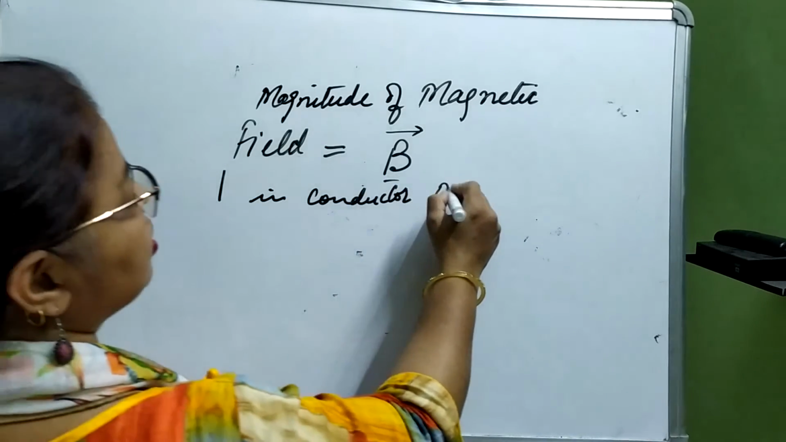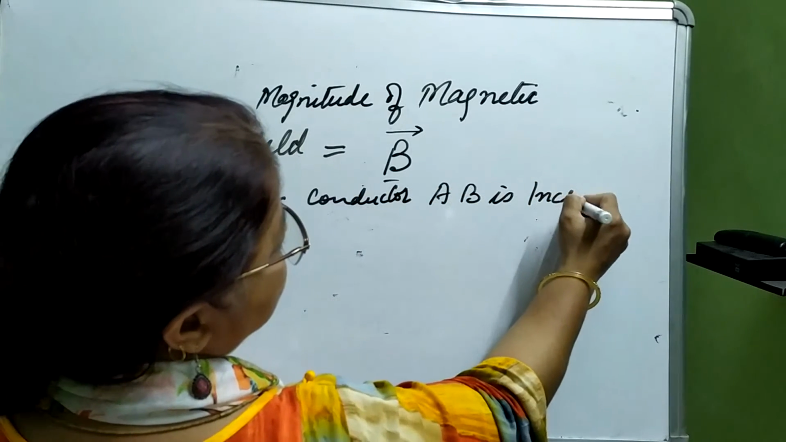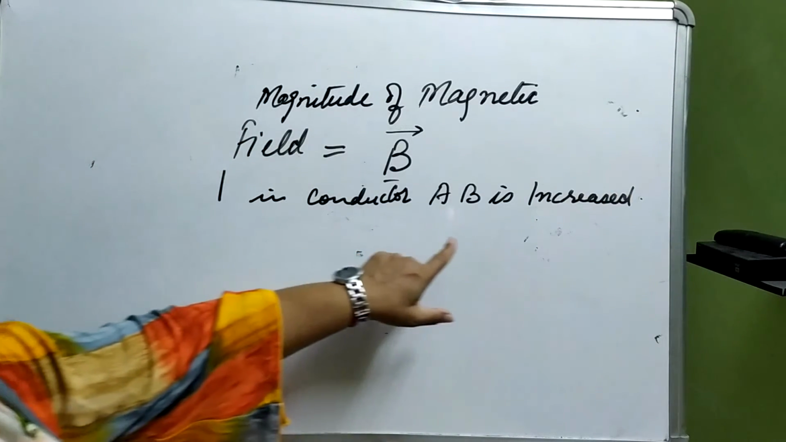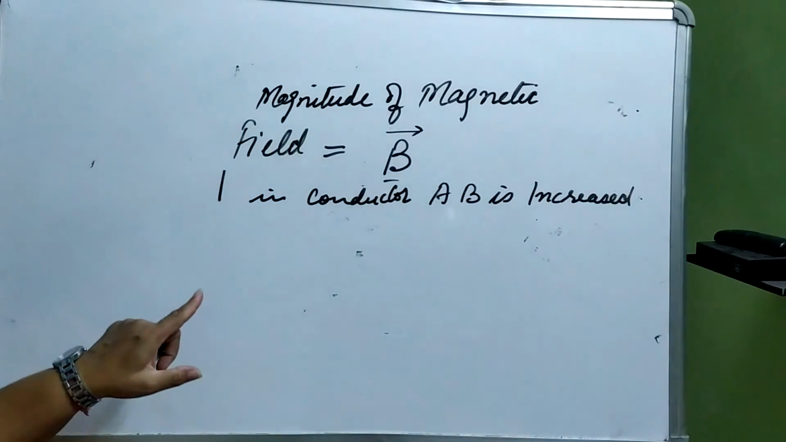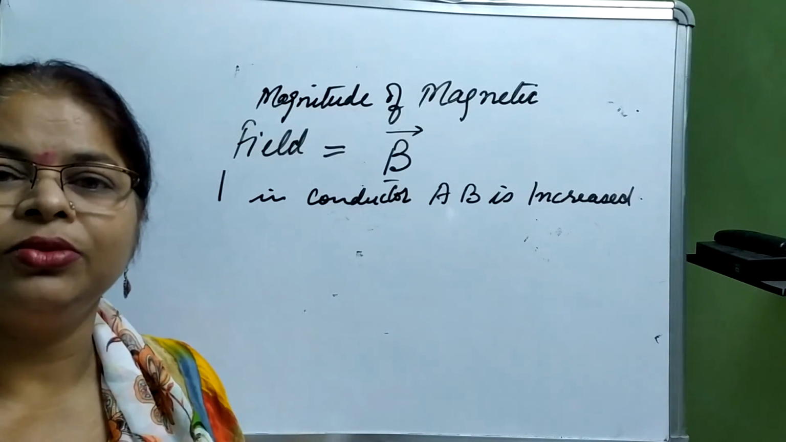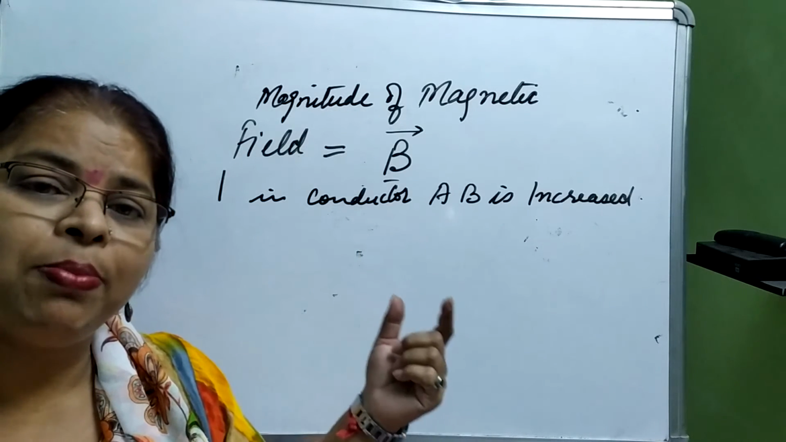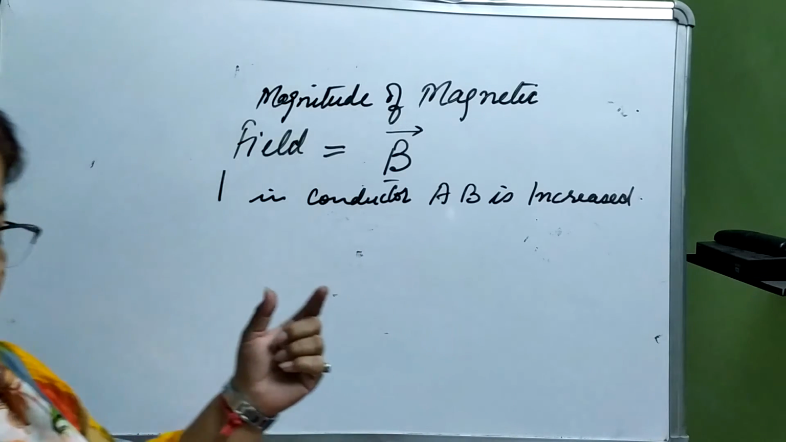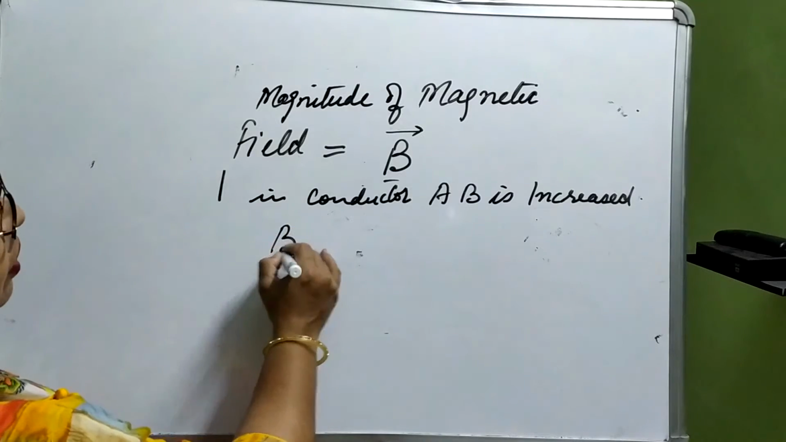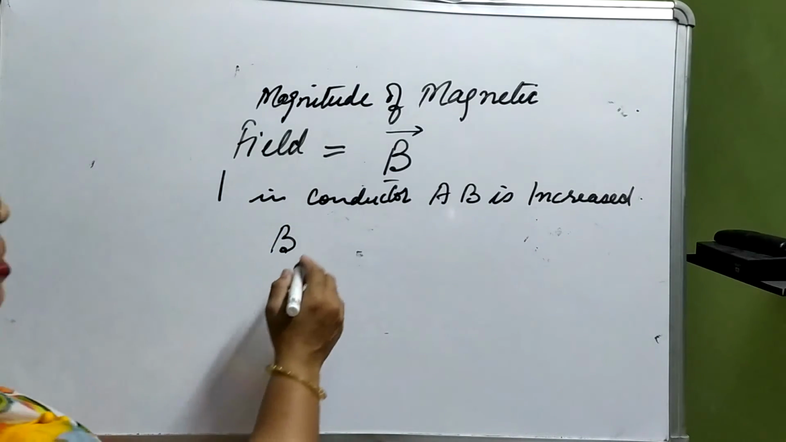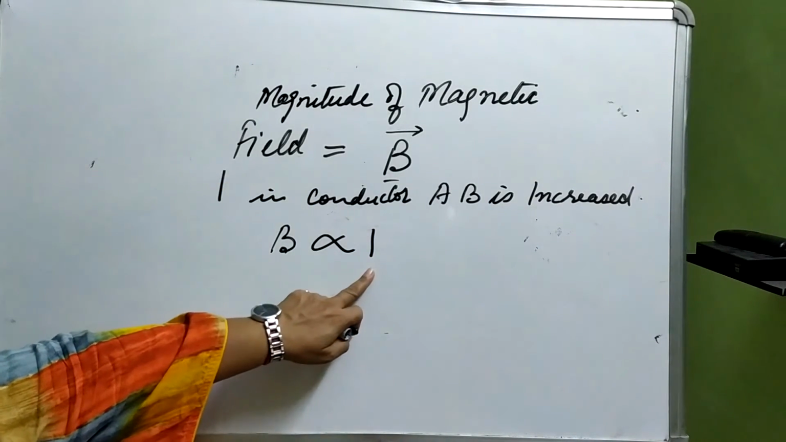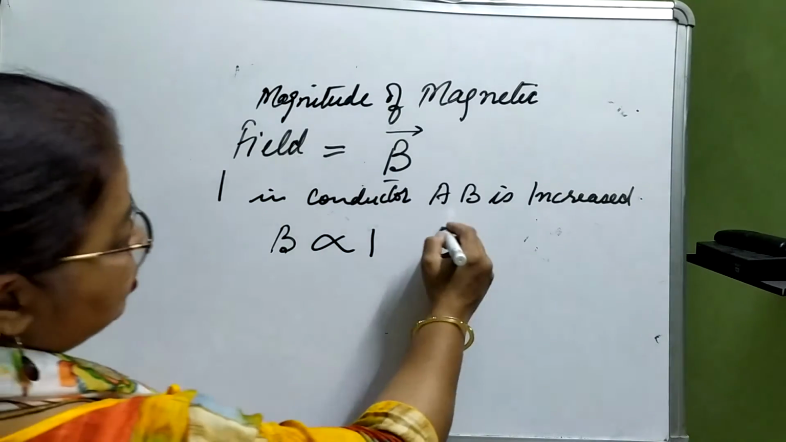If the current in the conductor, say AB, is increased, how is the magnetic field going to show the effect? The deflection of the needle of the magnetic compass is going to increase. If the current increases, the magnetic field is going to increase. This is the reason the magnetic compass shows more deflection. Since the deflection of the compass is a measure of magnetic field, we can say that B, the magnetic field, is directly proportional to the current flowing through the conductor. This is the first equation.